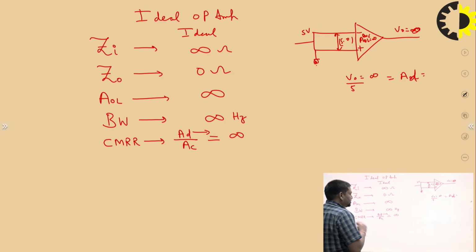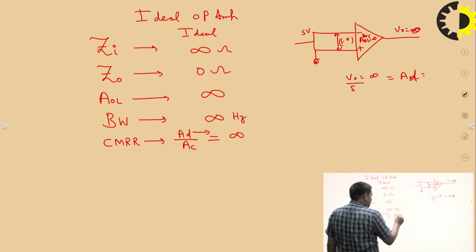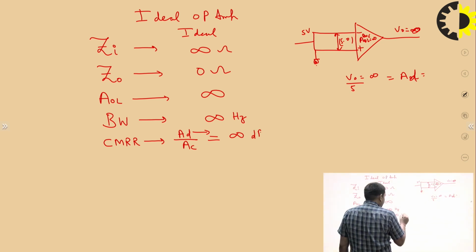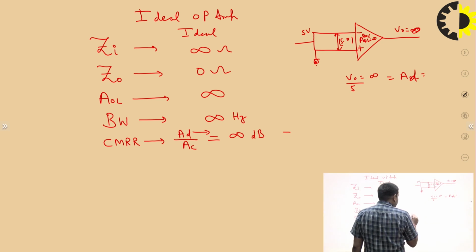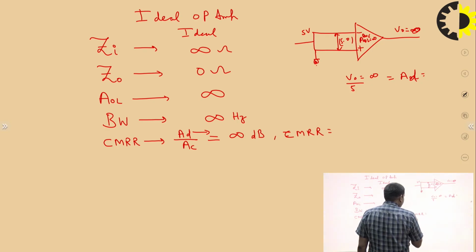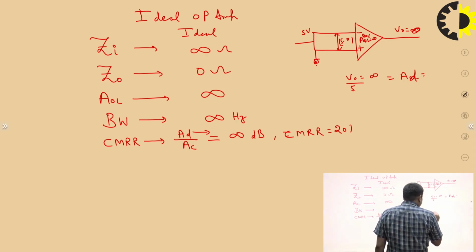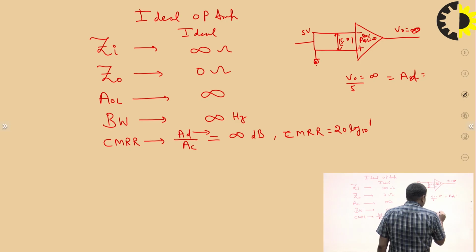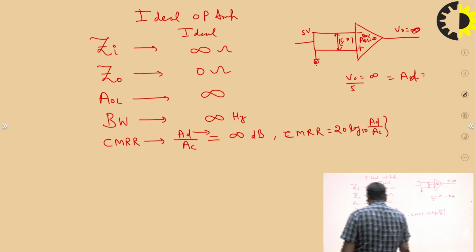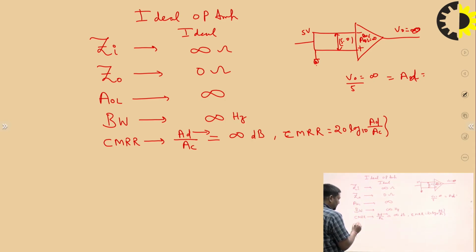That means the rejection capability of any op-amp is judged by the CMRR, and the unit of this is dB. How do we convert if the CMRR is given in linear form? We can easily change it to dB form by using the formula 20 log base 10 of AD by AC, where AD by AC is given in linear form.